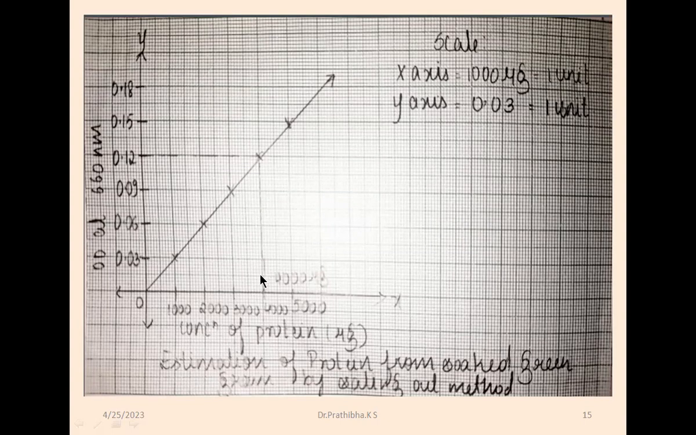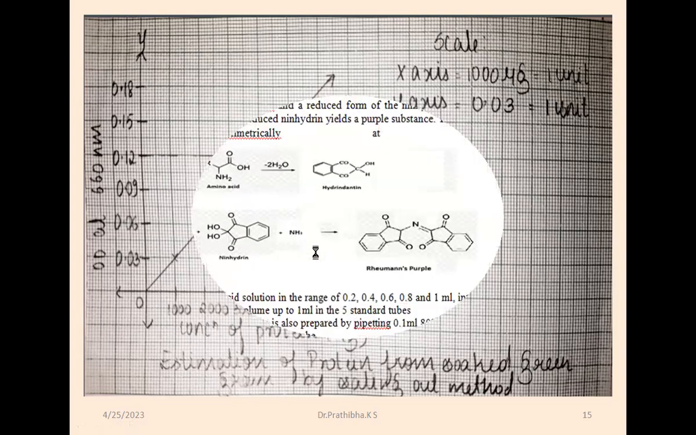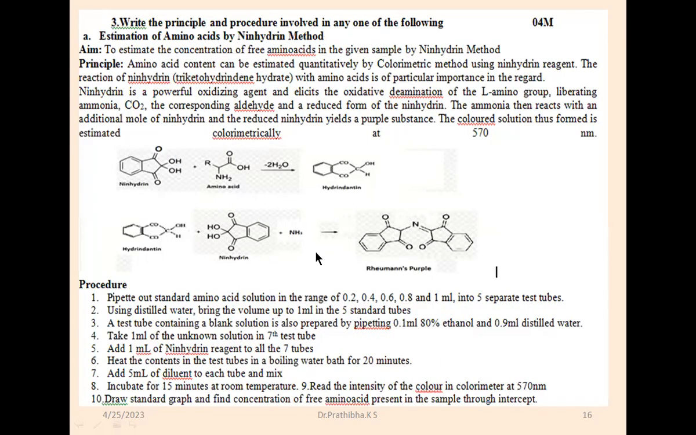in dotted lines. And wherever this dotted line touches, this will be the concentration of the proteins present in that particular sample. So question number 1 and 2, you are performing the experiments. Then question number 3, only writing part. Question number 4, only writing part.